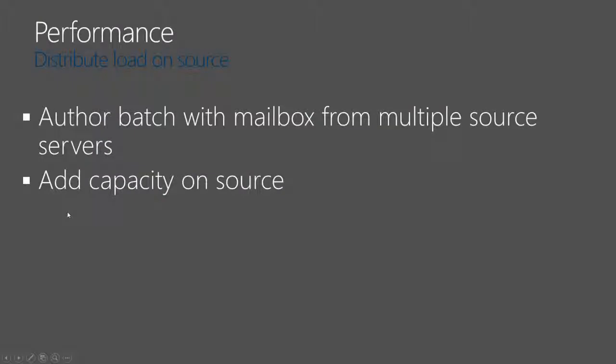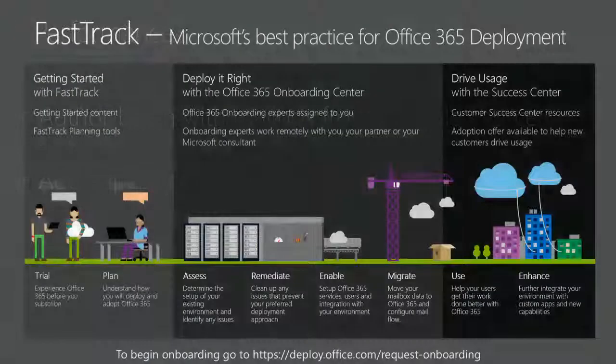Another way is to author the batch such that you go against multiple source servers, not just one bogged down one. Especially if your analysis shows that your source server is getting throttled, you might want to go to a bunch of other source servers and mix the batch a little bit. Of course, you can add capacity at the source, but I know that's not going to be feasible.